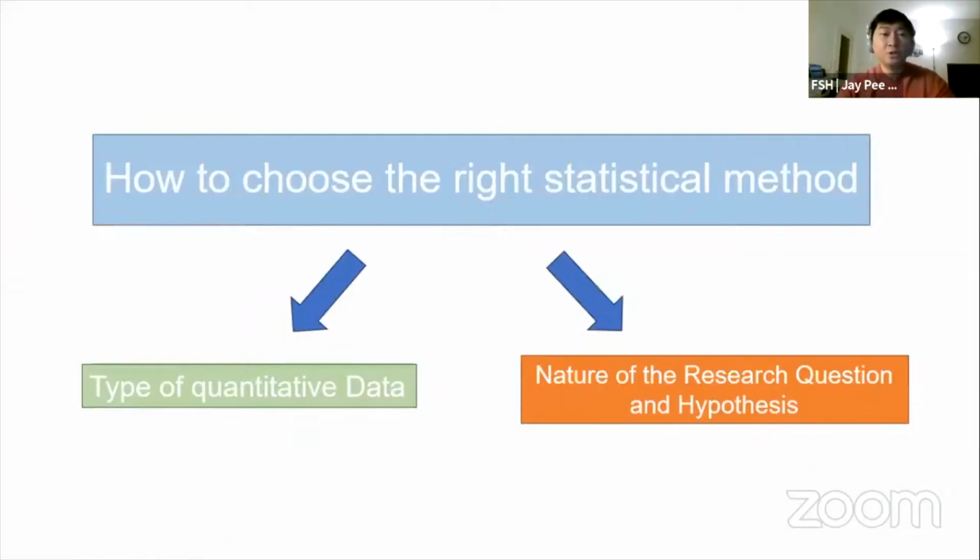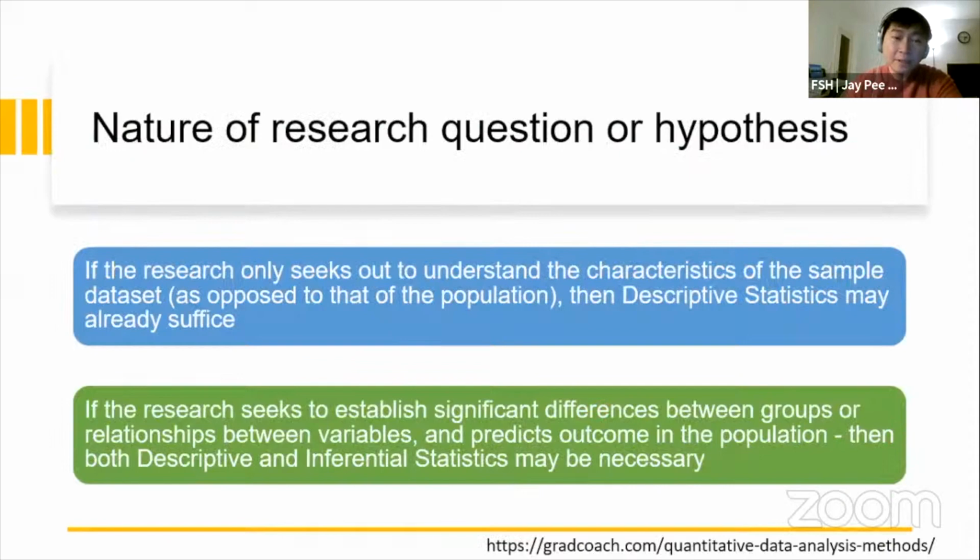Another way to choose the right statistical tool, aside from the type of quantitative data, is the nature of the research question or hypothesis. So, kung ang research only seeks out to understand the characteristics of a certain sample data set, then probably descriptive statistics may already suffice or is already enough.